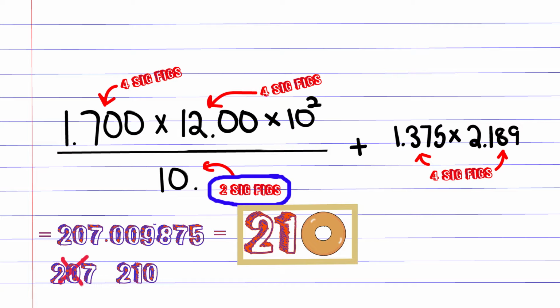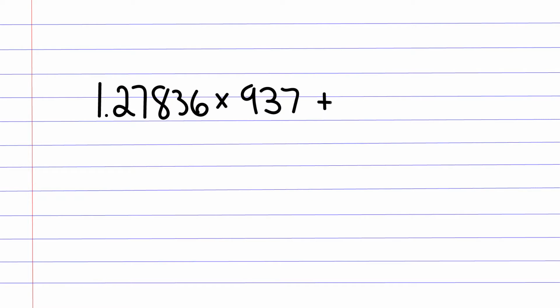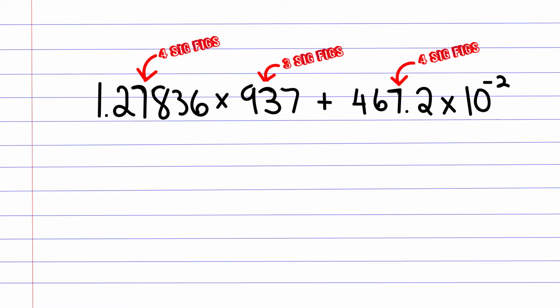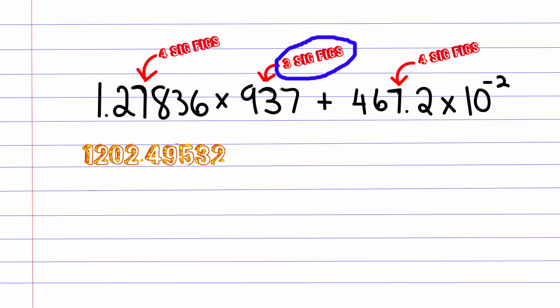Let's try another one. The lowest number of sig figs we can find for a number is 3. After solving the problem, we have an answer of 1202.49532. If we round the ones place, we have 1202, which has 4 sig figs. Not good enough. If we round 1202, we're rounding down to 1200. That's 2 sig figs. Not good enough.